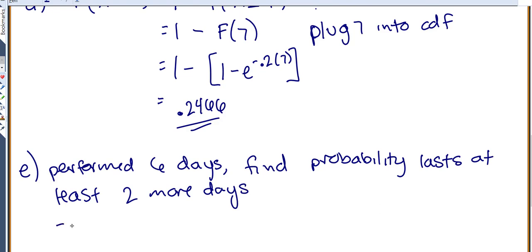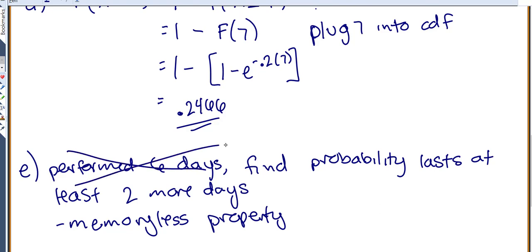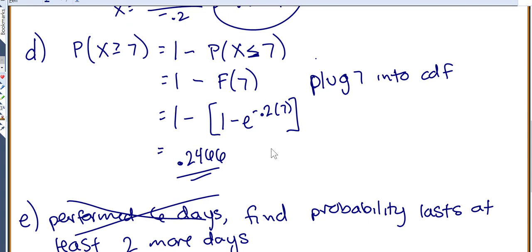But remember, we have that memoryless property, which says for an exponential distribution, it doesn't actually matter how long it's already worked. It won't affect the probability of it working for 2 more days. So the fact that it performs 6 days does not matter because of that memoryless property. It'll actually be exactly the same as if it had performed 4 days already or 8 days. It does not matter at all for this distribution. So all we have to do is find the probability that it lasts at least 2 more days. And that's going to be exactly the same as what we did in part D.